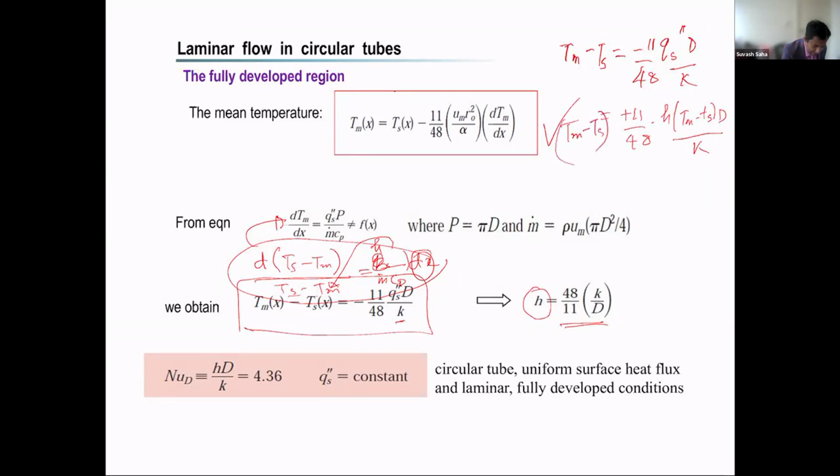and now this one cancels with 1 here. So now if we take H is equal to, so K will go up and D will come down, and then the 48 will be reversed. So that means 11 by 48 will be 48 divided by 11. So you see, it's a very concise way. I just showed the results. But if you are interested, you can see how it comes. Okay. So our H, the heat transfer coefficient, is coming to 48 by 11 K by D.